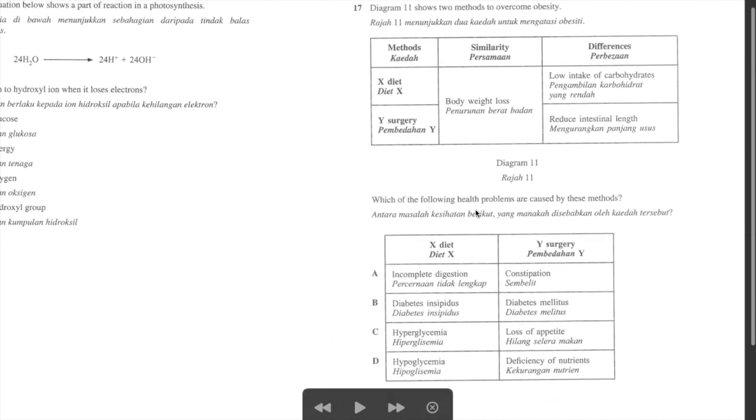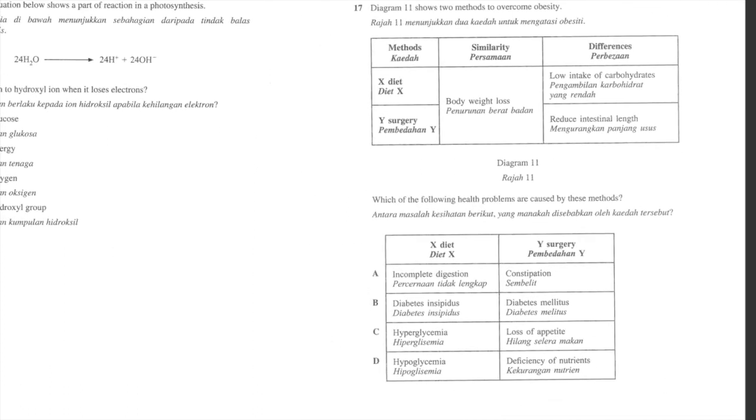Okay, nombor 17. Ni awak tengok ni. Okay, which of the following health problem are caused by this method? Ni awak tengok diet X and diet and surgery Y. Okay, so bila dia buat diet X ni, low intake of carbohydrate and reduce intestinal length. Okay, kenapa dia nak reduce intestinal length tu?